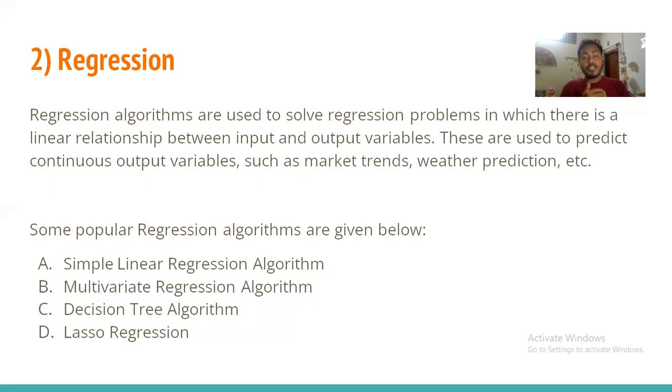Then regression. Regression algorithms are what we use to solve regression problems in which there is a linear relationship between input and output variables. That means we try to predict continuous output variables. What I have said is continuous, not categorical, right? Like when you are trying to predict market trends, weather predictions, like that. So we use the term continuous for regression and the term categorical for classification. Now, some popular regression algorithms are simple linear regression, multivariate regression, decision tree algorithms, and Lasso algorithm. It is up to you to go through these algorithms, and if you need detailed information, I already covered this in some of my machine learning lectures, but still if you want to know more, you can search for it.